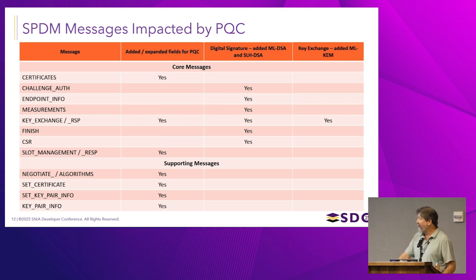And then all the supporting things that go along with all of that, like negotiate algorithms. Well, we had to add not only the PQC algorithms, but you can have your own OEM algorithm section in there, and we need to do a complete section for all the post-quantum ones as well. And so some of those kind of got extra fields added to them or expanded.